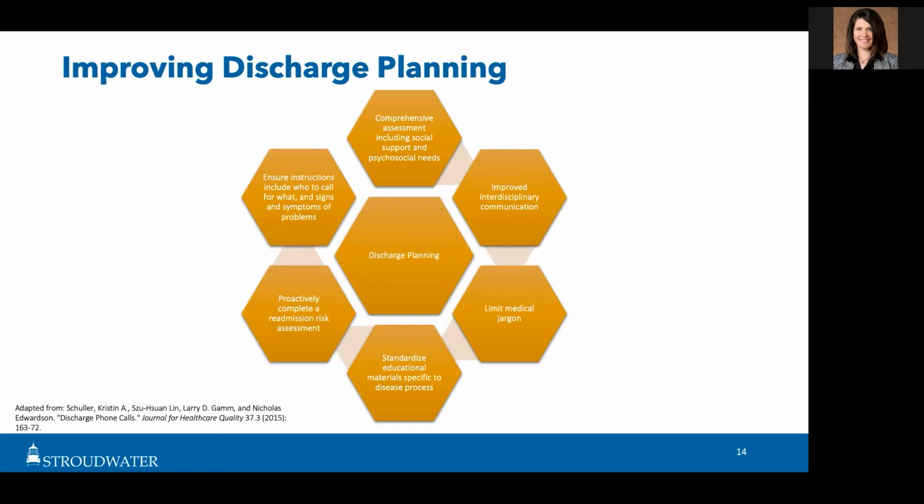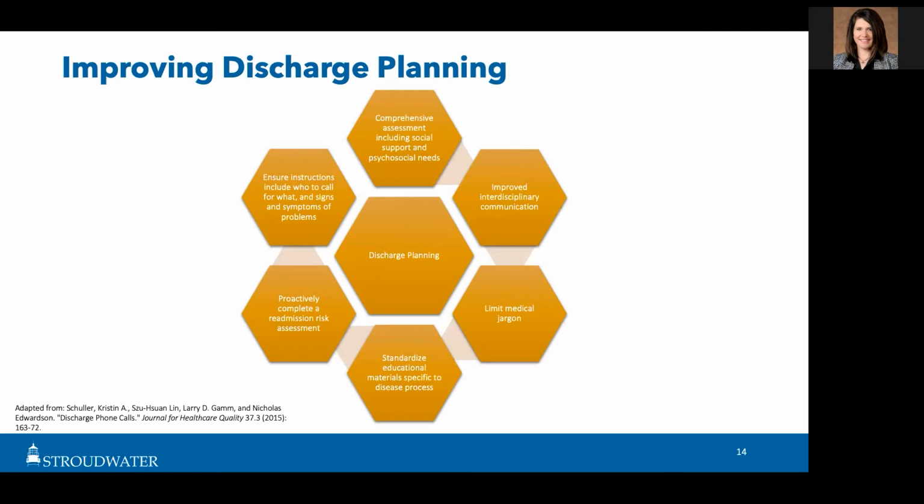And then one I want to point out is limiting the medical jargon. When you're giving patients discharge information, is it at their healthcare literacy level? That's when we start to talk about social determinants of health; healthcare literacy is a huge aspect of that.